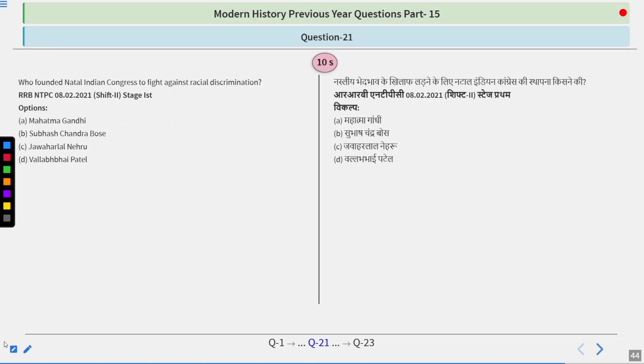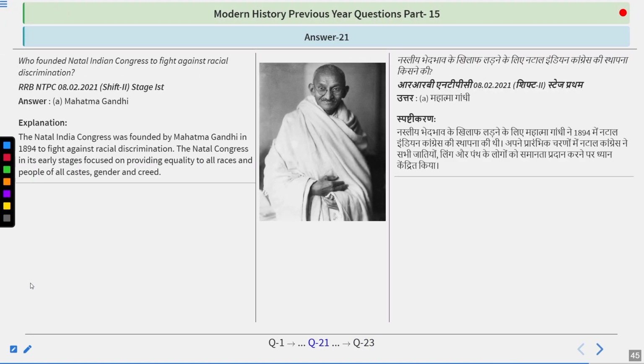Who founded the Natal Indian Congress to fight against racial discrimination? Mahatma Gandhi, Subhash Chandra Bose, Jawaharlal Nehru, Vallabhbhai Patel. Think about it. It is simple. And I guess the answer you are thinking is quite simple and right, because the answer is Mahatma Gandhi.